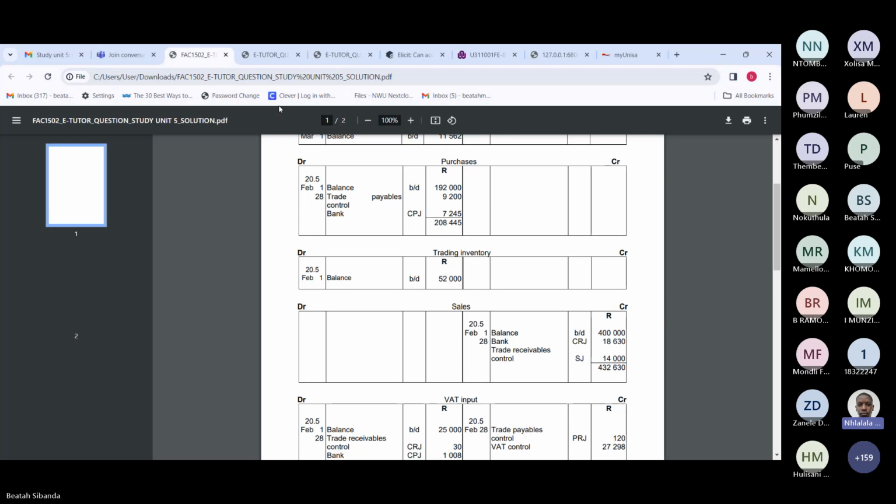Didn't you say that when we sell things on credit, like inventory, that's when we have to record that in the purchases journals and whatsoever? Why then don't we have anything on the trading inventory?